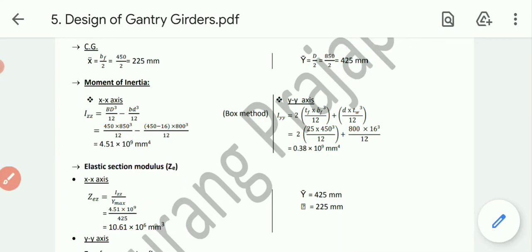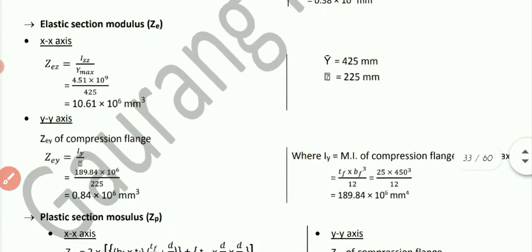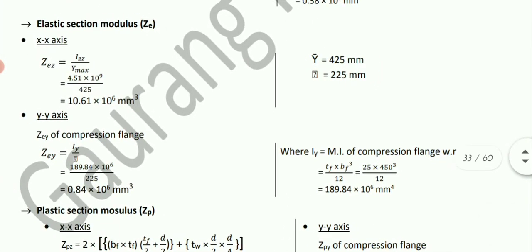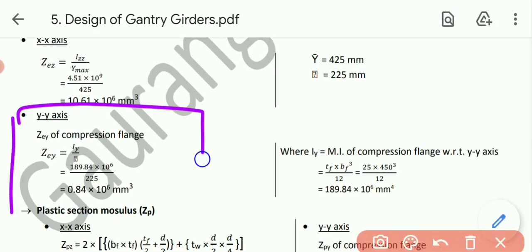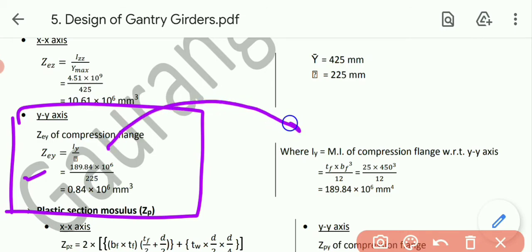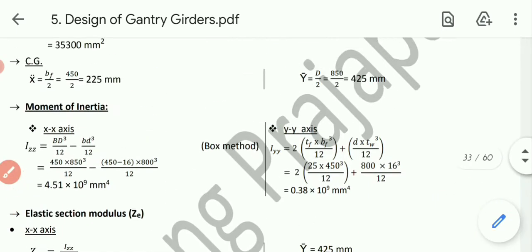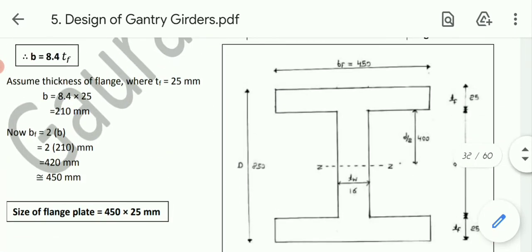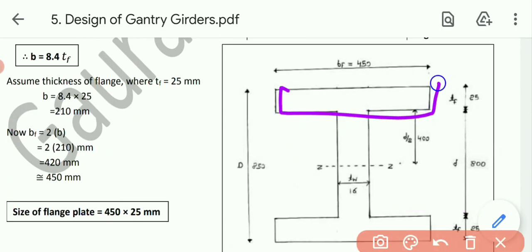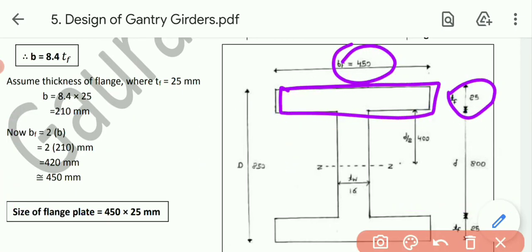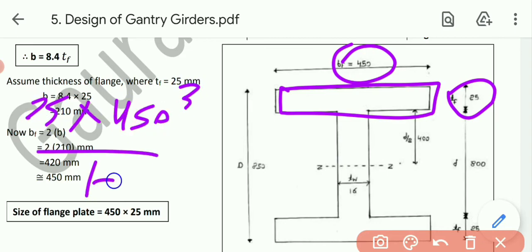Then with respect to y-axis, now whenever we are calculating elastic and plastic section modulus, then it is always calculated for the flange only. So Zy of the flange only, so criteria will be Iy divided by x bar, where Iy will be the moment of inertia of the compression flange only. Okay, so moment of inertia of compression flange, we have already calculated this one, dB cube by 12, 25 into 450 cube by 12.